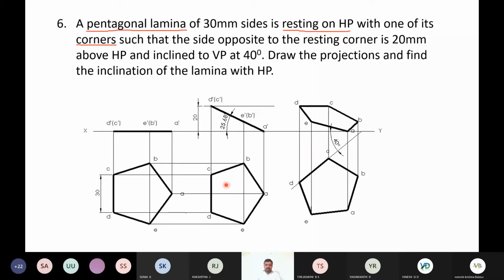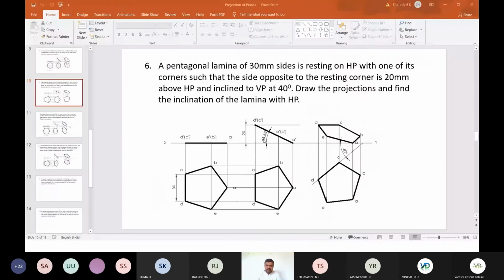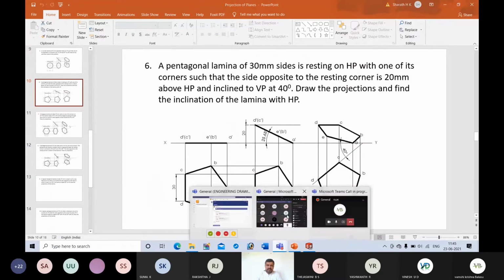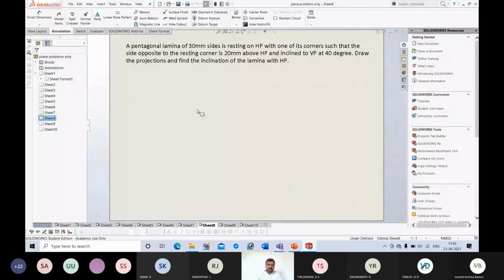Okay, I will show the procedure on SolidWorks. If you get any doubt, you can ask, and I will try to clarify your doubt. Okay, I will consider the same problem on SolidWorks. First, I will draw the XY line.